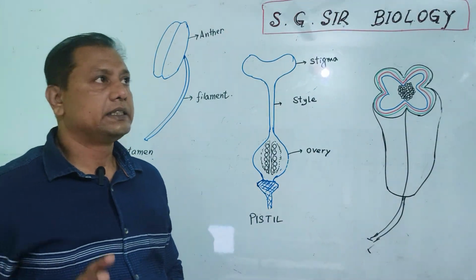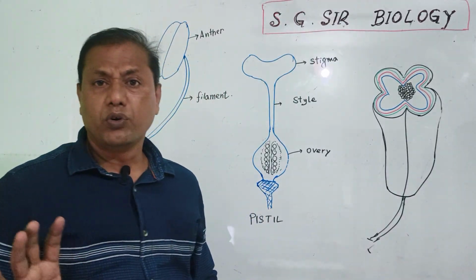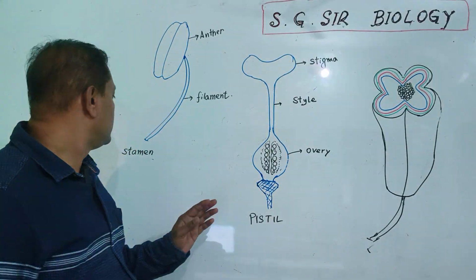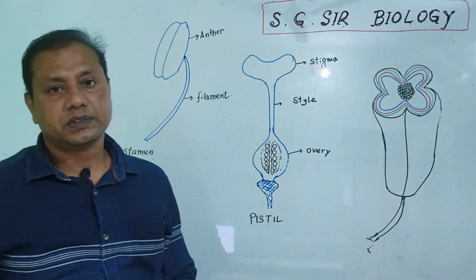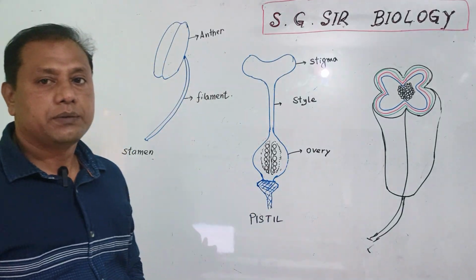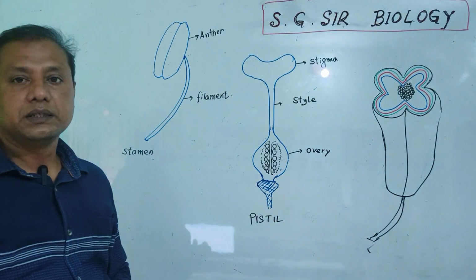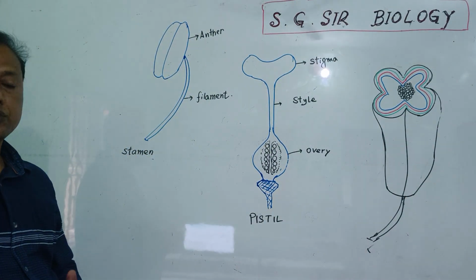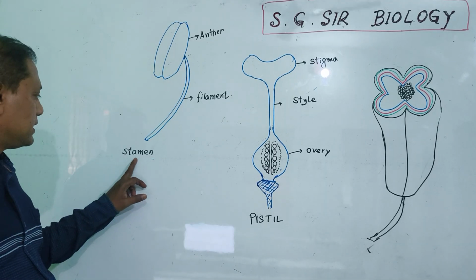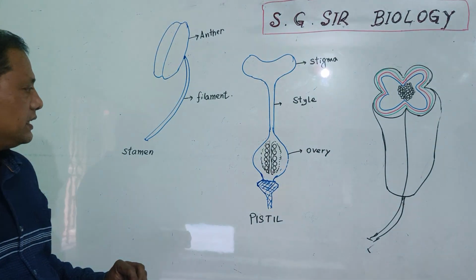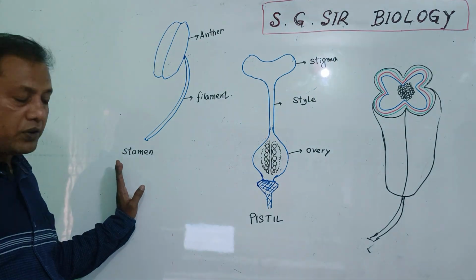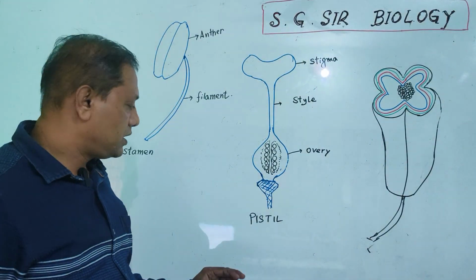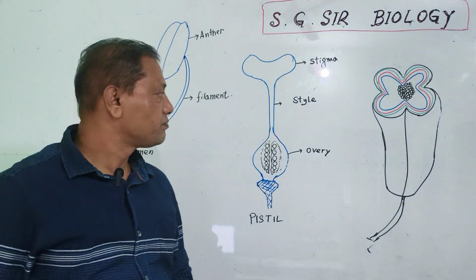We know that a flower has four whorls: calyx, corolla, androecium, gynoecium. Of these, androecium and gynoecium are the reproductive parts of flowering plants. The androecium, also called the stamen, is the male part of the flower, and the gynoecium, which is the female part of the flower, is also called the pistil.